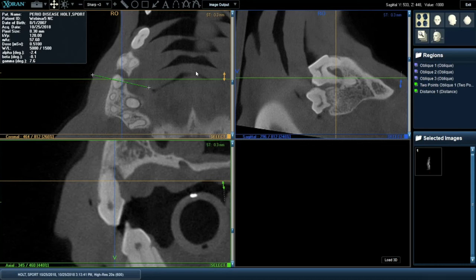I see one question here. Let me take a look. A question here about furcation classification. I think some of you know this probably better than me.